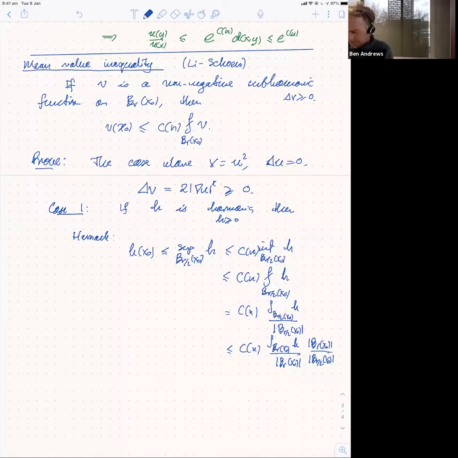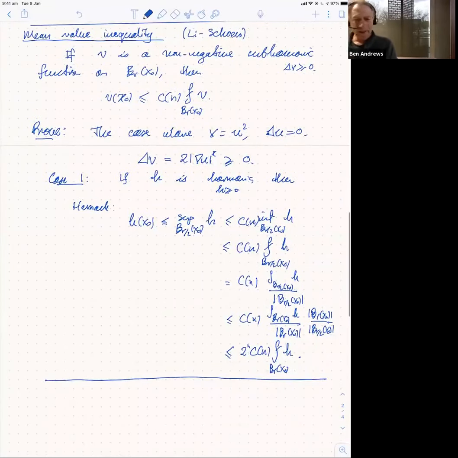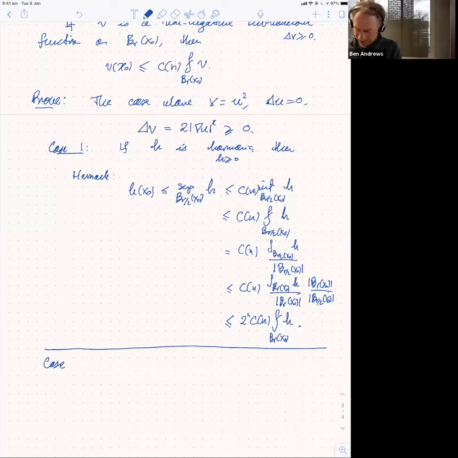Now I'm saved by the volume comparison result. The ratio of the volume of the ball of radius r to the volume of the ball of radius r/2 is no bigger than 2 to the n. So I get 2 to the n times C of n, and this is the average on the ball of radius r. So in the harmonic case, it's a very direct consequence of the Harnack inequality. You can think of this mean value inequality as being some kind of a weaker version of the Harnack inequality that holds for subharmonic functions. Let's look at the case we're really interested in, which is where v is u squared and Laplacian of u equals 0.